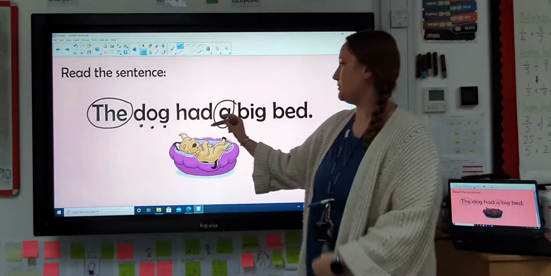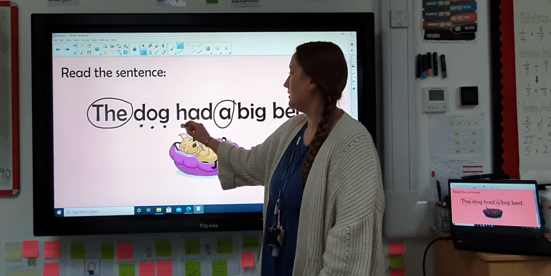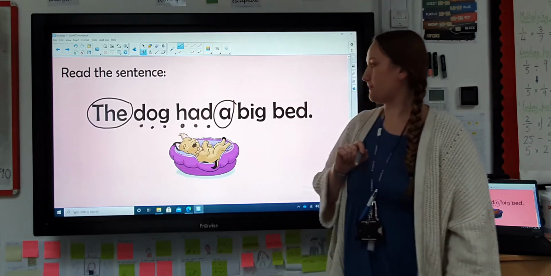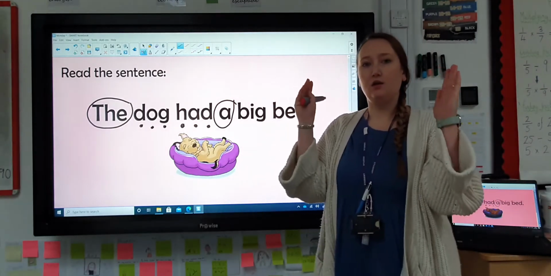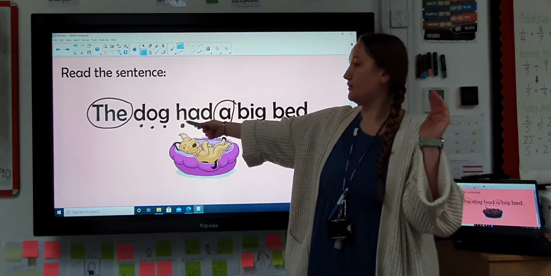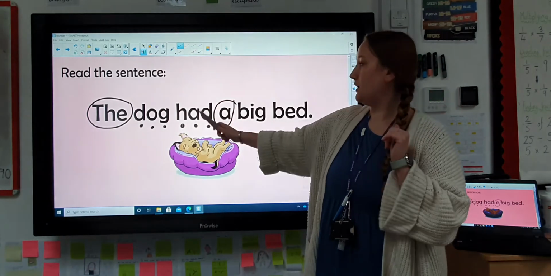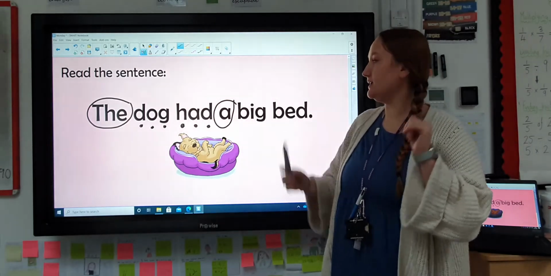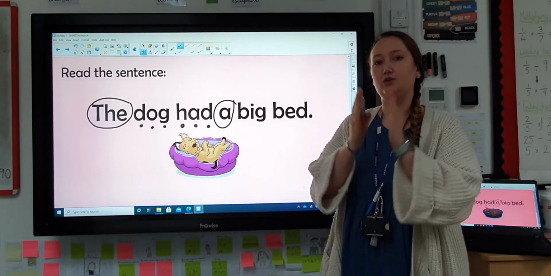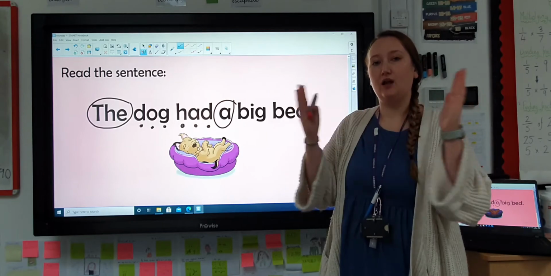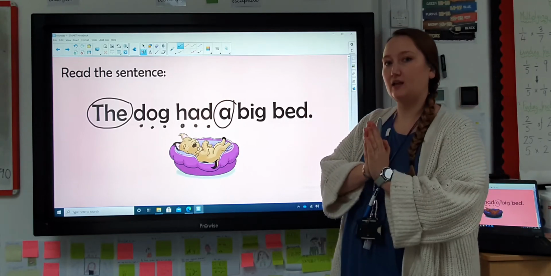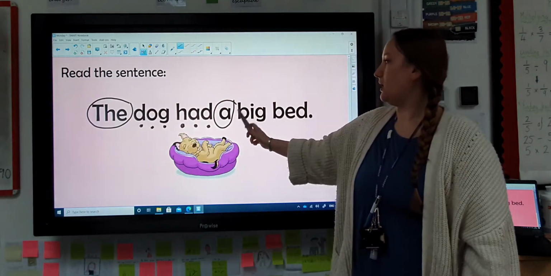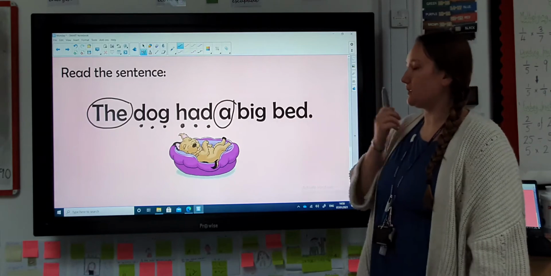Okay, so let's see what this word says. Got 1, 2, 3 phoneme buttons here. Now let's push them together. Let's see, we have the phoneme a and d. Okay, so a, d, ad, had. What does it say? Had. The dog had a. What do we think these two words could say?